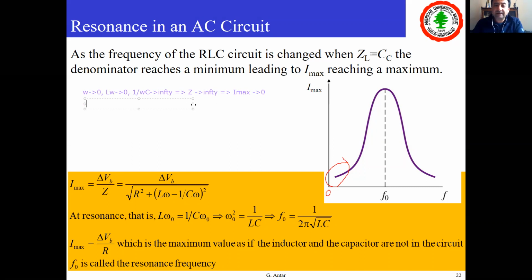When omega tends to infinity, L omega will also tend to infinity, and 1 over omega C will tend to 0. So this means that my Z will also tend to infinity. If Z tends to infinity, this also means that my I max will tend to 0.